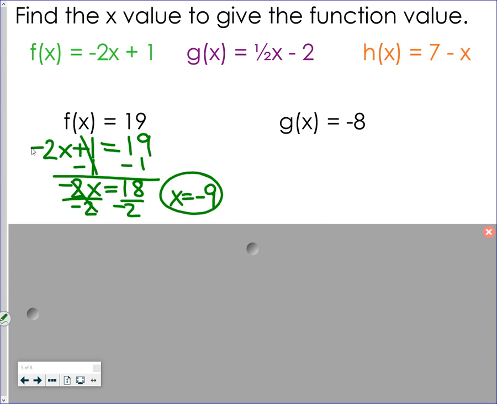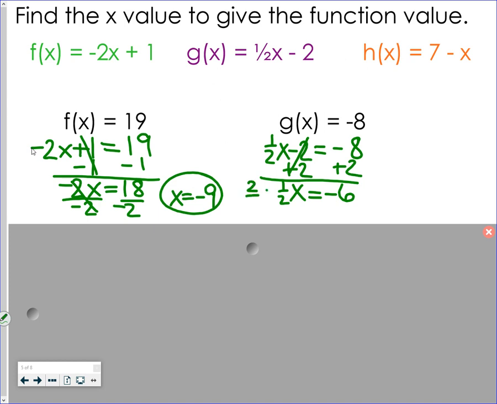And for our g function here, I've got 1/2 x minus 2 equals -8. So I could add 2. So I have 1/2 of some number equals -6. And again, hopefully you'd be able to just do that in your head, but we should show our work here. I'm going to multiply by the reciprocal, which is 2/1, or just 2. And I hope that this number makes sense. And that answer should be -12 because half of -12 should be -6.